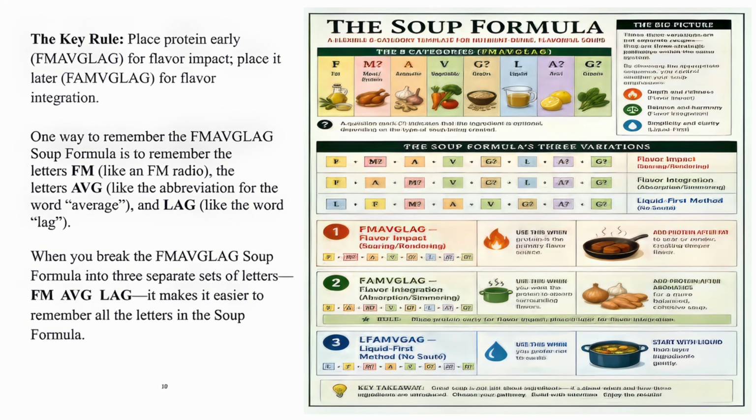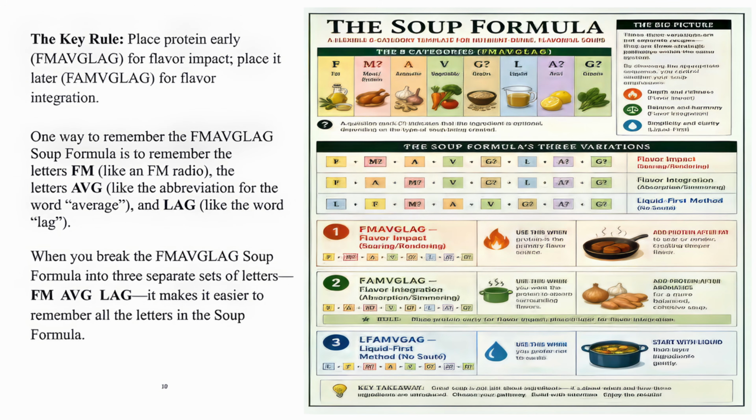The key rule, place protein early, F, M, A, V, G, L, A, G, for flavor impact. Place it later, F, A, M, V, G, L, A, G, for flavor integration.